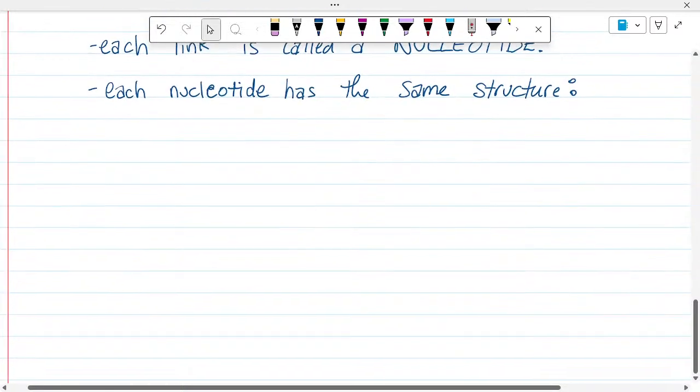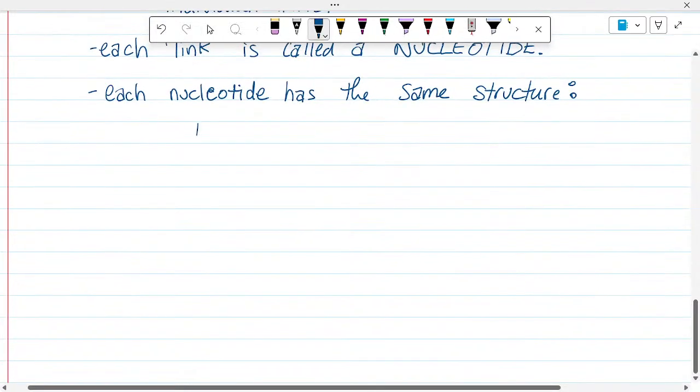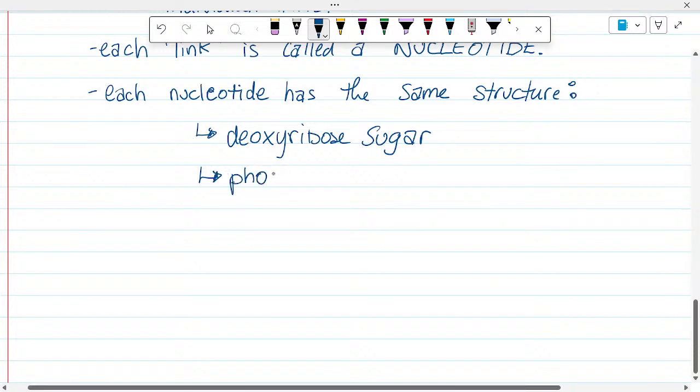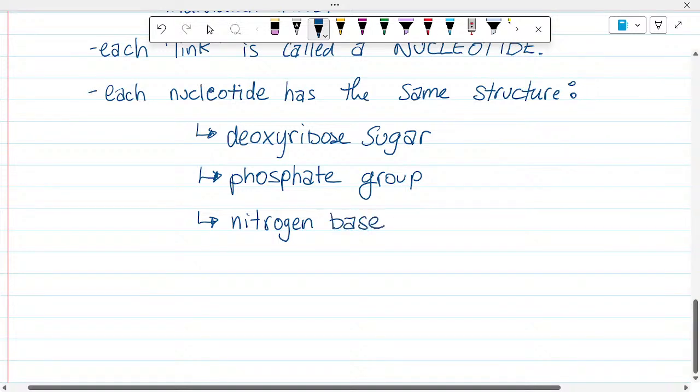And it looks like this. Each one is made from a deoxyribose sugar. We'll talk about that in a moment. A phosphate group. And what we call a nitrogen base or a nitrogenous base. Write that down and we'll draw it.